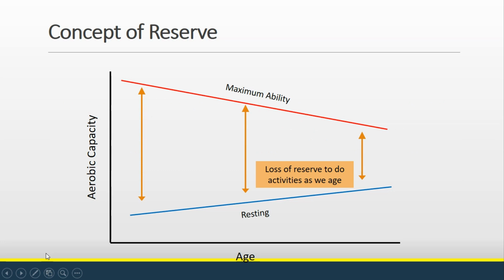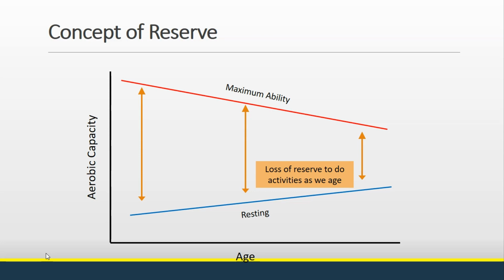So if you haven't had the concept of reserve pounded in your head yet, this is a good way to look at it. Okay, so this will make more sense as we go. But if you look at the resting line, at rest, the aerobic capacity, our VO2, it goes up a little bit as we age. It costs a little bit more energy to be at rest due to some of these alterations or changes that have taken place in our body.